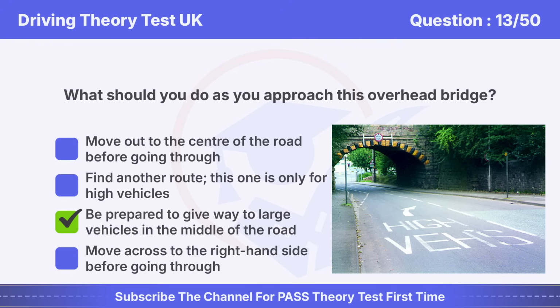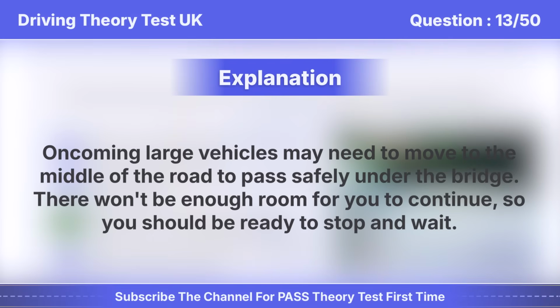Answer is C. Be prepared to give way to large vehicles in the middle of the road. Oncoming large vehicles may need to move to the middle of the road to pass safely under the bridge. There won't be enough room for you to continue, so you should be ready to stop and wait.